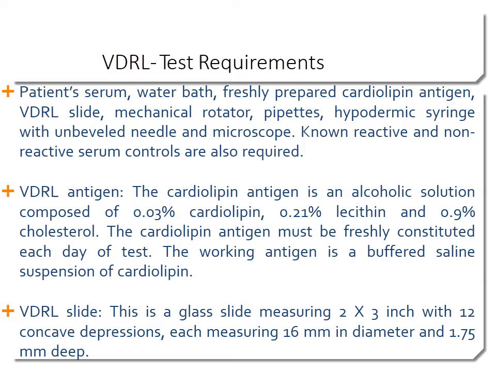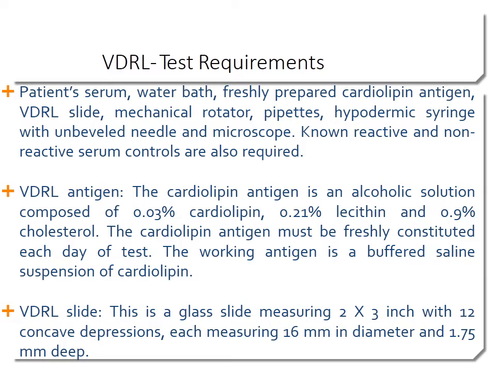VDRL antigen, the cardiolipin antigen, is an alcoholic solution composed of 0.03% cardiolipin, 0.21% lecithin and 0.9% cholesterol. The cardiolipin antigen must be freshly constituted each day of test. The working antigen is a buffered saline suspension of cardiolipin.